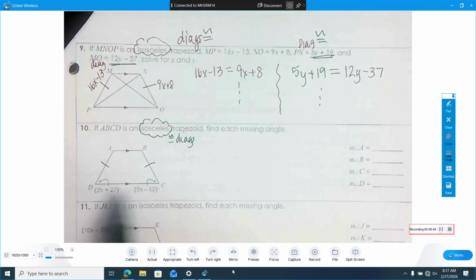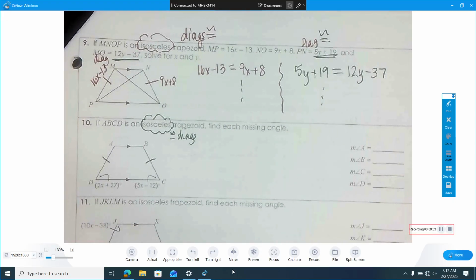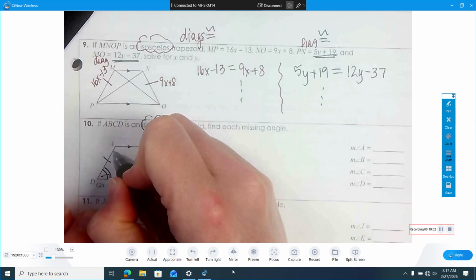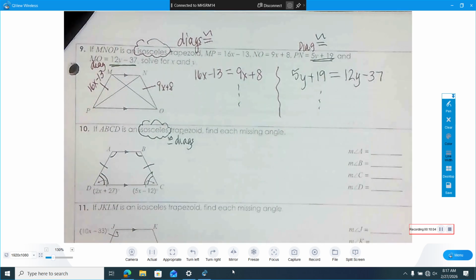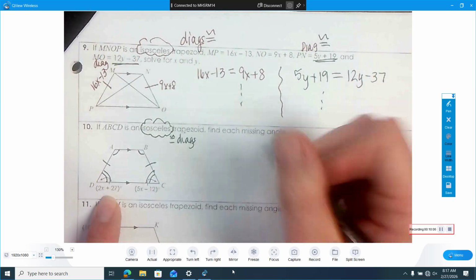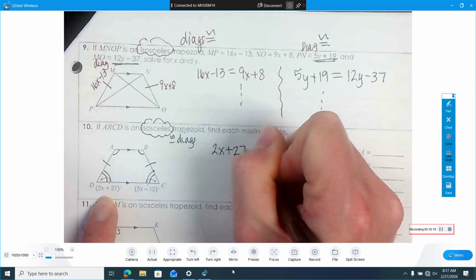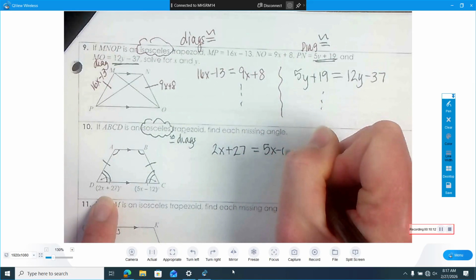And look at the picture. What did they give us here? Angles. So if I have congruent legs, what else must be true? Congruent angles. All right, congruent base angles. So these base angles are congruent. That's important. We're talking about angles, which means my lower base angles will be congruent. So 2x plus 27 has to equal 5x minus 12.